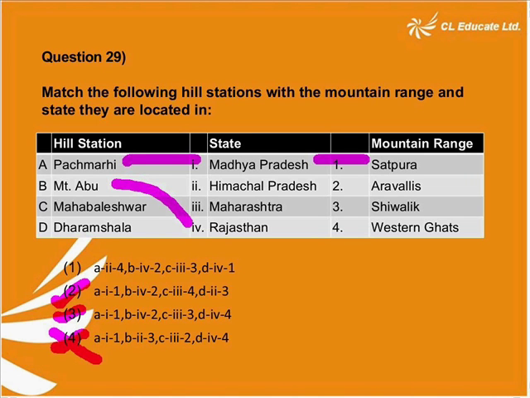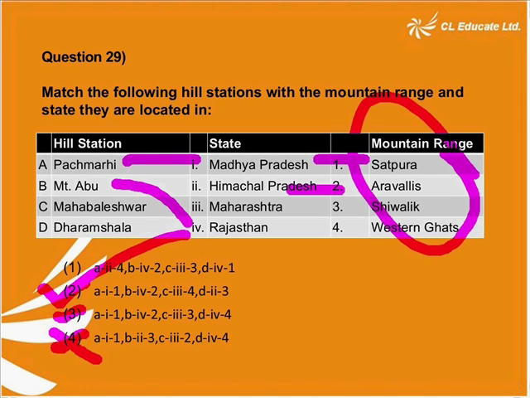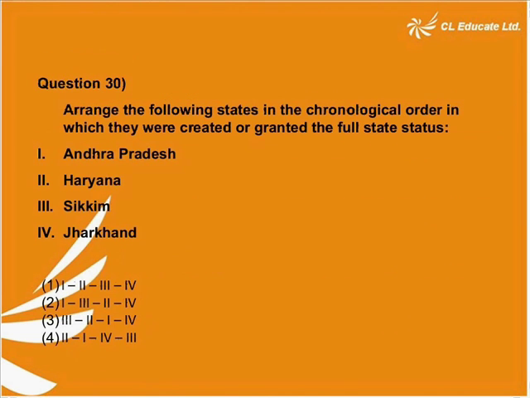So, in which order they were created? The first state to be created was Andhra Pradesh in 1956. It was created on a linguistic basis in 1956. Then very famous Haryana was separated from Punjab as the Hindi speaking area in 1966 after the Shah Commission report.